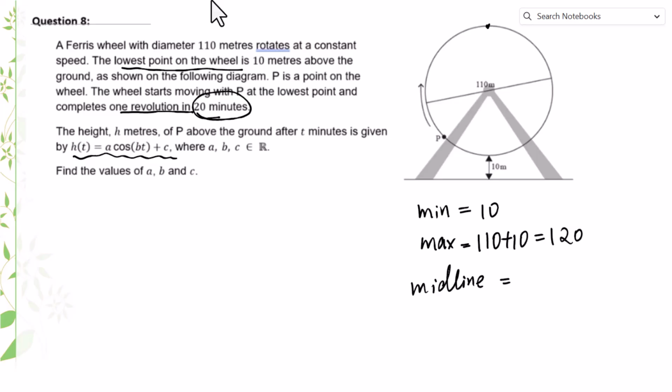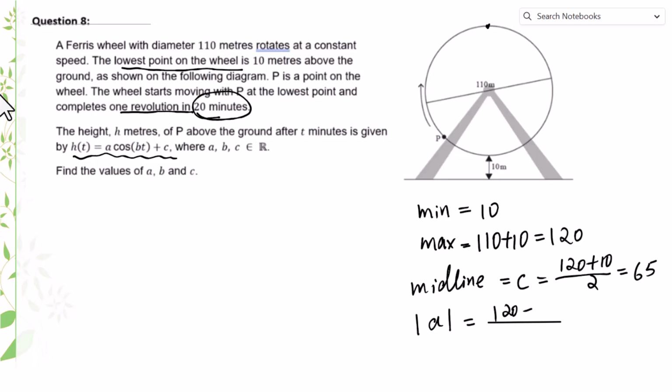So we can get midline. Basically, C equals 120 plus 10 over 2 equals 65. And amplitude equals maximum minus minimum over 2 equals 55.